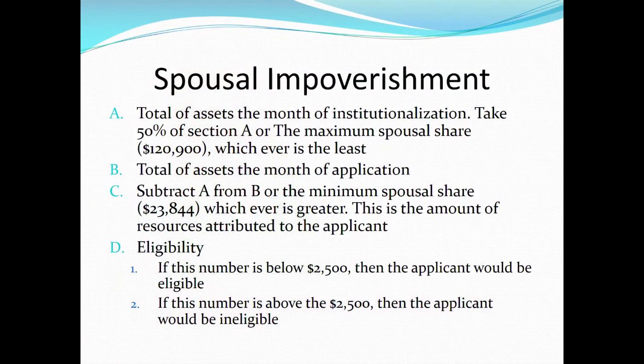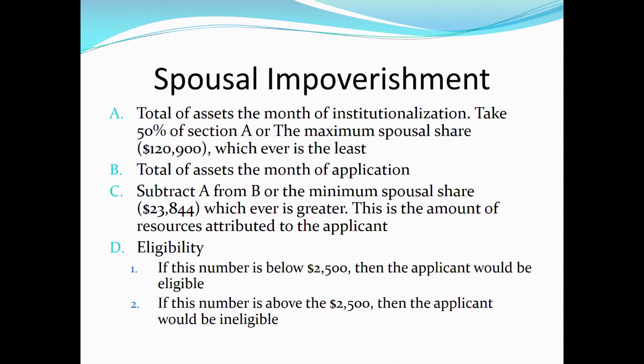Spousal impoverishment. So spousal cases get a little more involved because it's not as cut and dry with the asset limits. Just single, widowed, divorced, never married individuals, it's $2,500. When you have a married applicant, we determine eligibility based off of the assets the first of the month that they apply and the first of the month that they're in the nursing home. So we have to look at assets on two different dates to determine if they're within those resource limits.